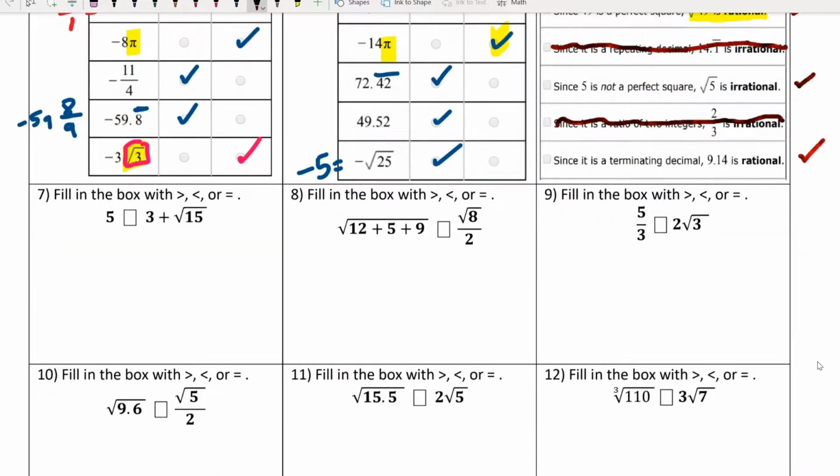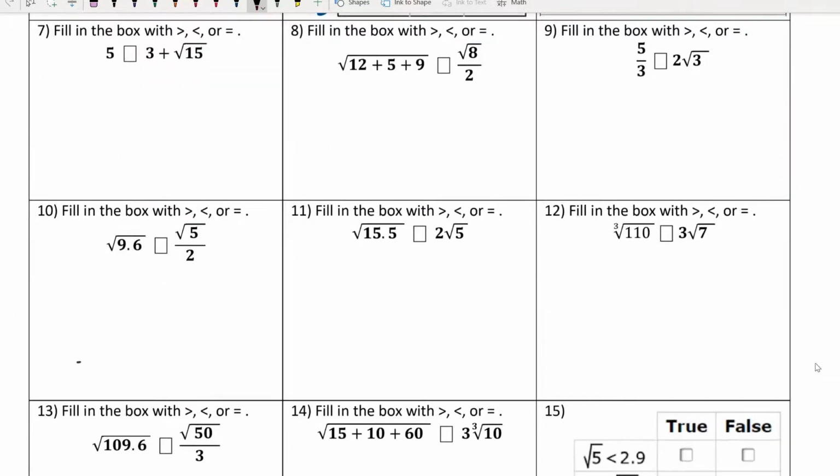Alright, we're heading to numbers 7, 8, and 9. This kind of problem is designed so that you can do mental math, which means you can estimate to the nearest perfect square number to solve the problem. So number 7, fill in the box with greater than, less than, or equal.